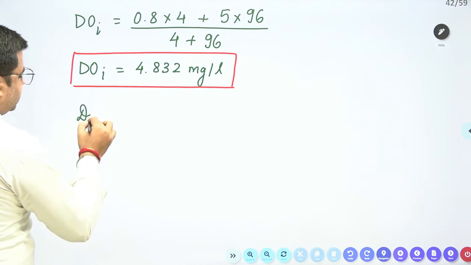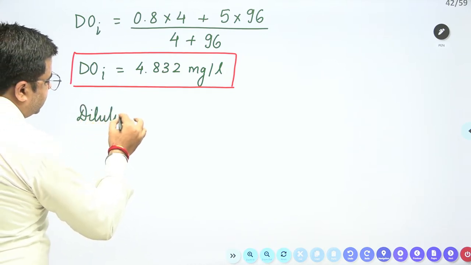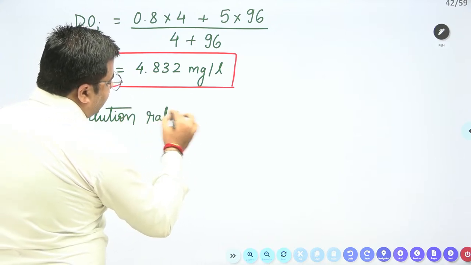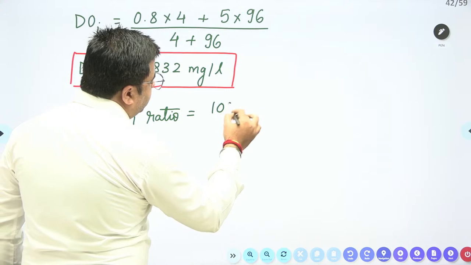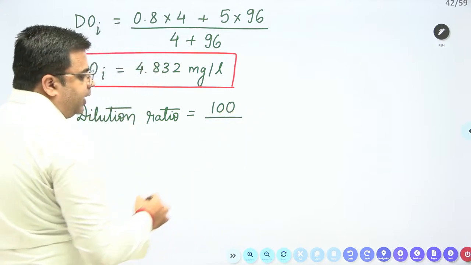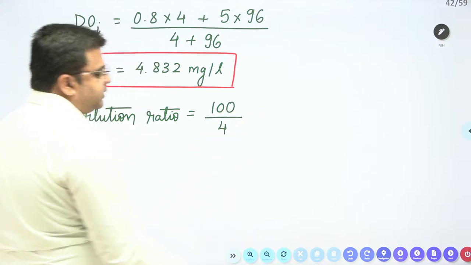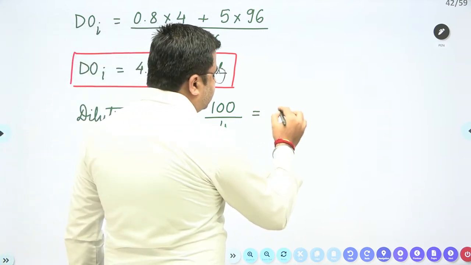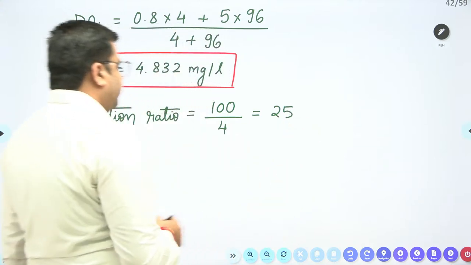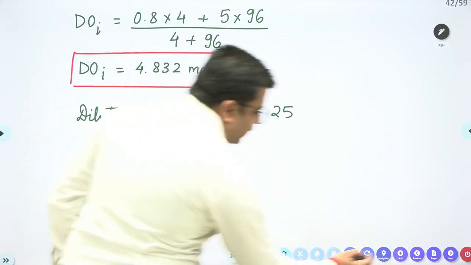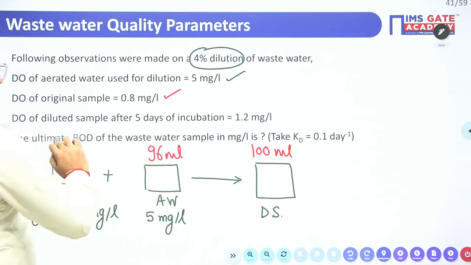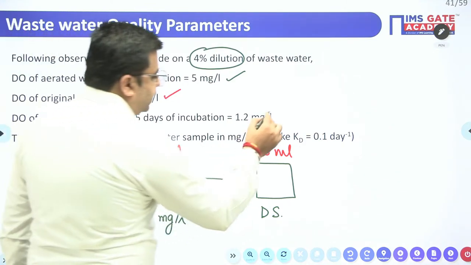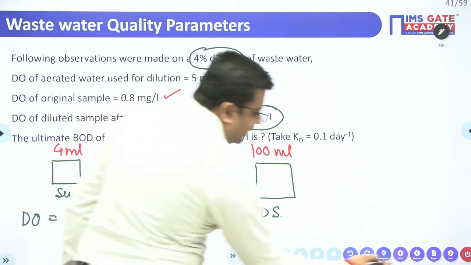So the dilution ratio of the diluted sample is the total volume of the diluted sample, that is 100 ml, divided by the volume of the sewage sample present in the diluted sample. So this is 4. So it is 25. Dilution ratio is 25. You are also given the final DO of the diluted sample, right? So the final DO after 5 days of incubation is given as 1.2 milligram per liter.